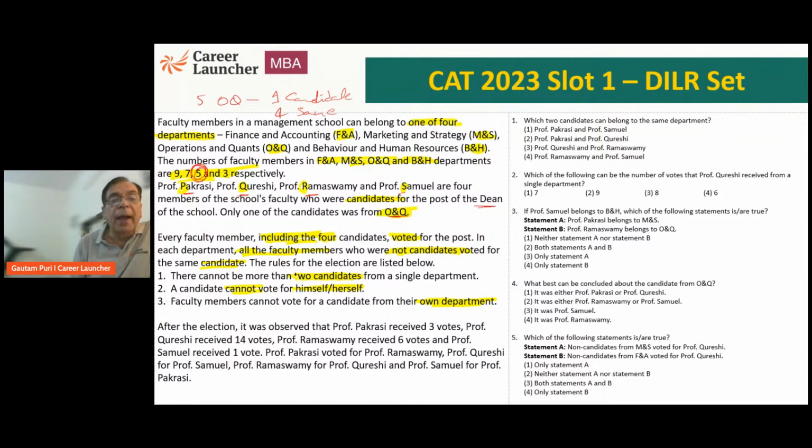Okay, so the 3 rules: maximum 2 candidates from a single department. A candidate cannot vote for himself or herself, and faculty members cannot vote for someone from their own department. Okay.